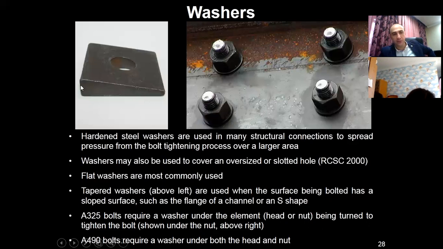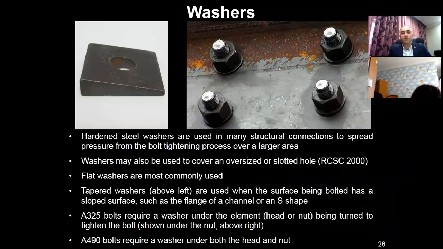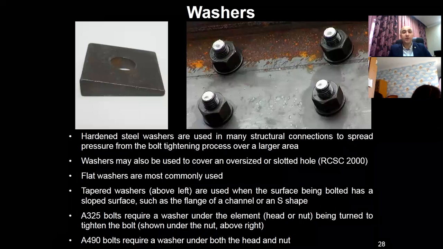Tapered washers, in the left part, are used when the surface being bolted has a sloped surface. So when the surface is inclined, tapered washers can be applied with an angle equal to the inclined surface. It's actually designed as a special washer for construction when you know the angle of the sloped surface. It can be used with a flange, channel, or S-shape.